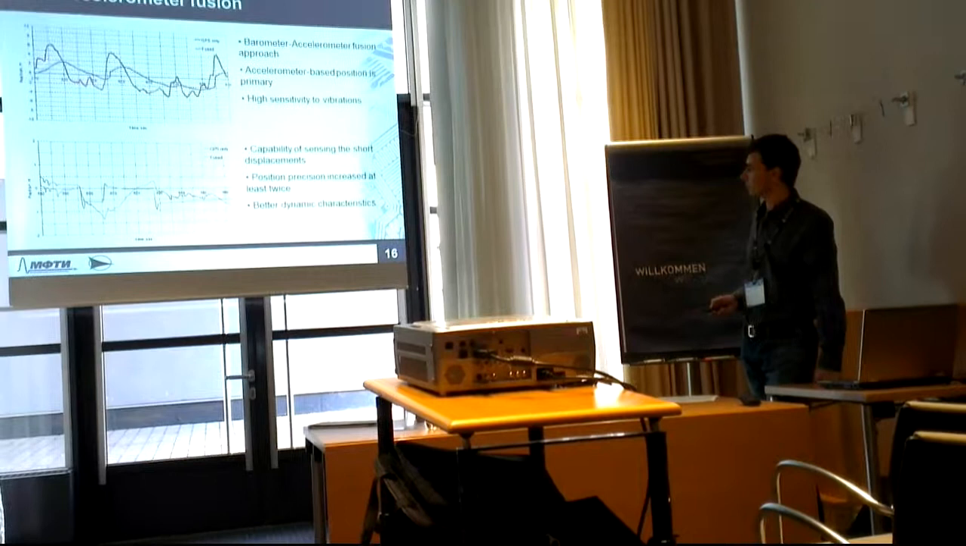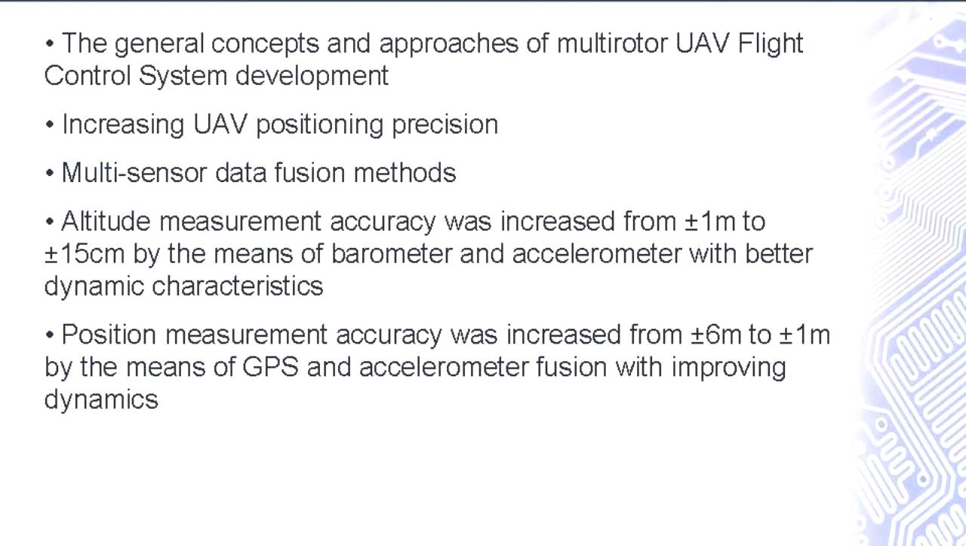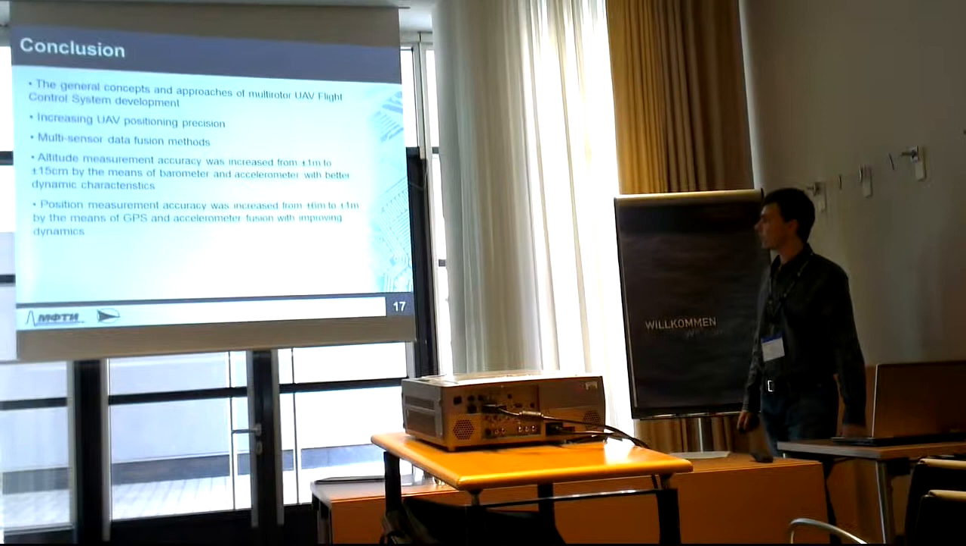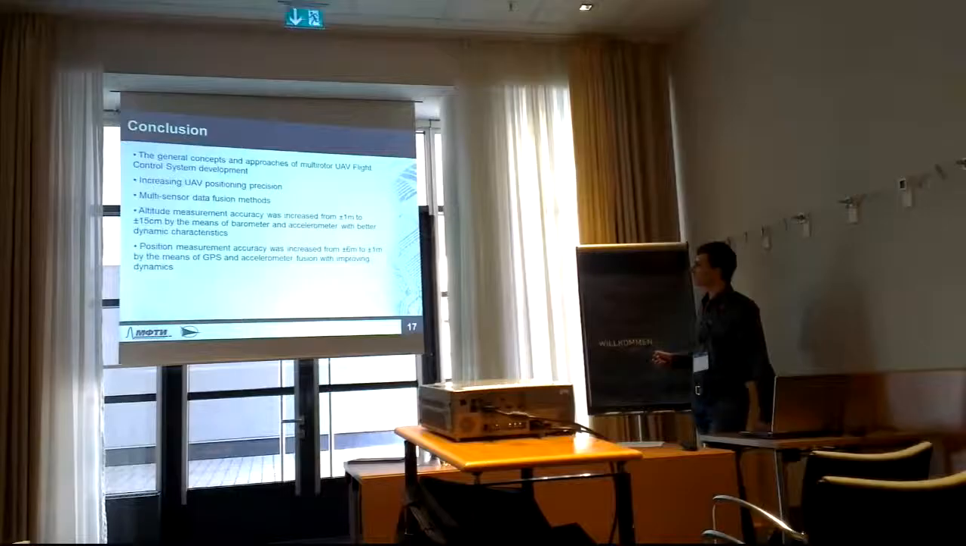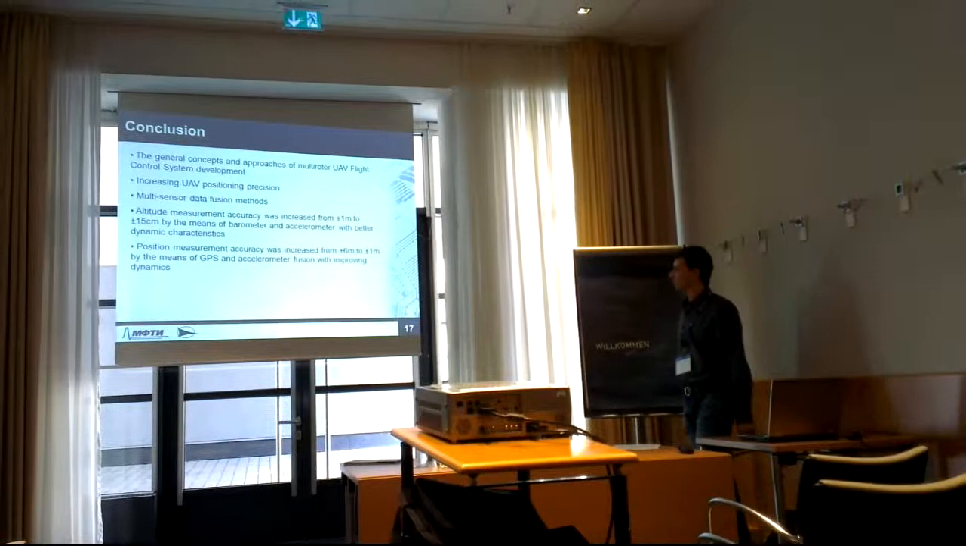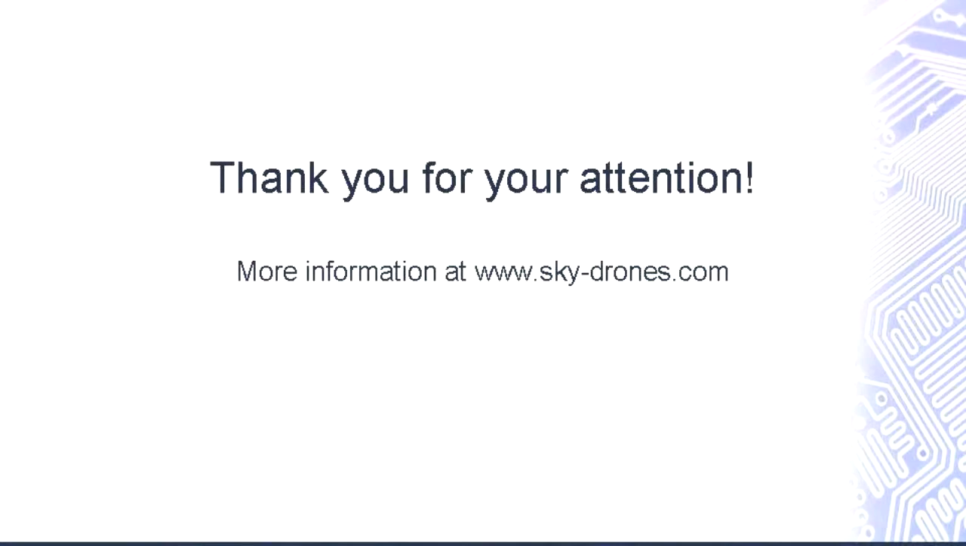So in conclusion, I would like to give a summary about the project which is done. First of all, I told about the general concepts and approach of multi-rotary UAV flight control system development. Then I was speaking about increasing UAV positioning precision. Lateral position can be increased from plus minus 6 meters to plus minus 1 meter by means of GPS and accelerometer data fusion. Thank you for your attention, and more information you can find on my project website, sky-drones.com. If you have any questions, feel free to ask them.